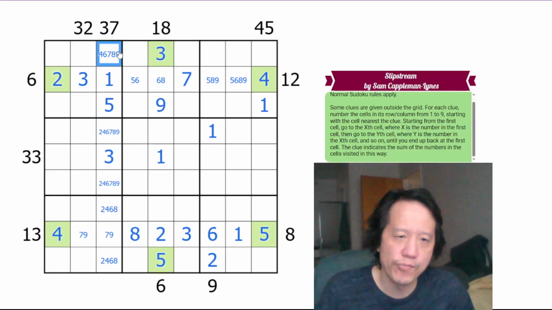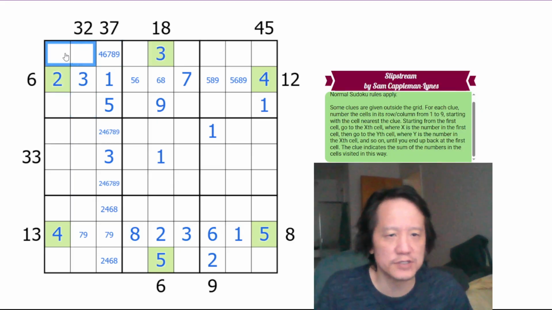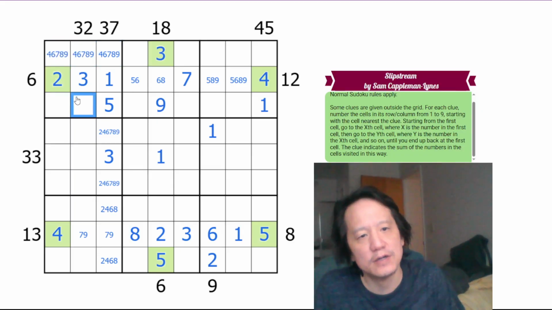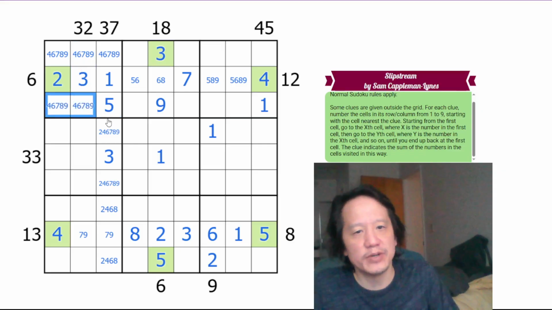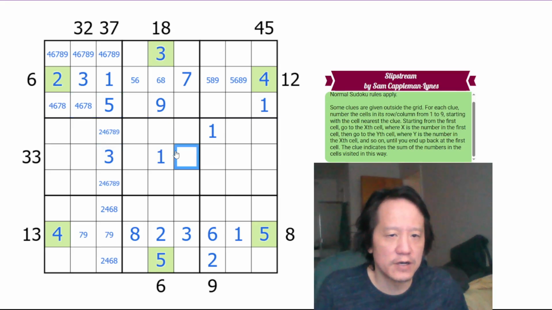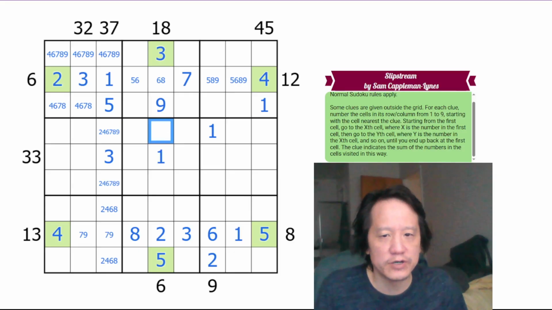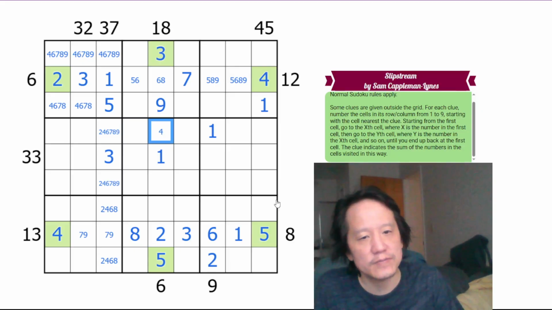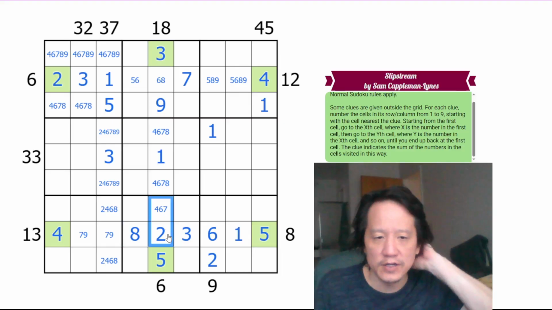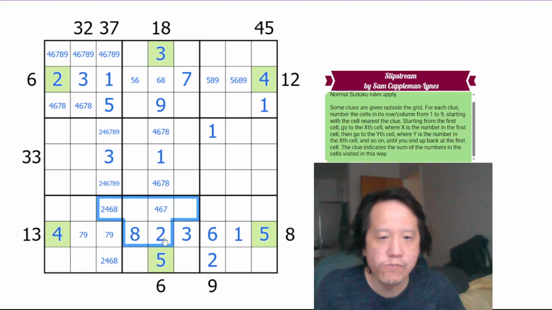The rest of the digits here are 4, 6, 7, 8, 9 in box 1. These can't be 9 though because of the 9 in the column. The rest of column 5 has to be what? We have 4, 6, 7, 8. And this can't be 8 because of the 8 in the box.